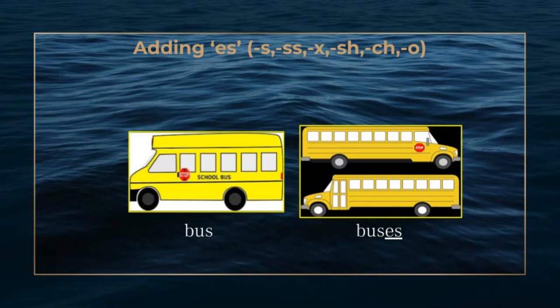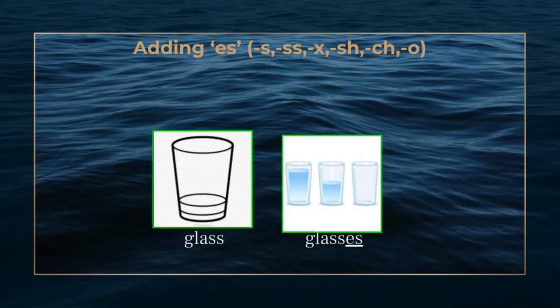If a singular noun ends in S, we have to add es to make that noun plural. Bus is a singular noun. The plural form is buses. Students, if a singular noun ends in ss, we have to add es. If a singular noun ends in ss, we have to make that word plural by adding es.